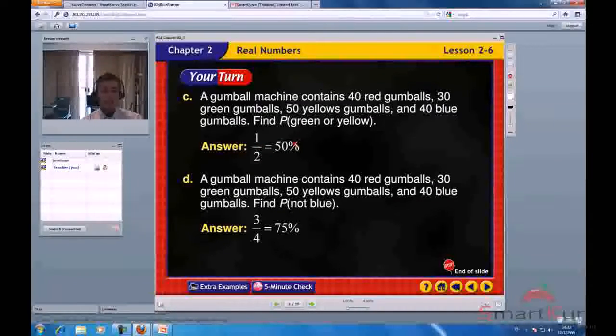A gumball machine contains 40 red gumballs, 30 green gumballs, 50 yellow gumballs, and 40 blue gumballs. Find the probability of it not being a blue gumball. Well, there's 160 total, and there are 40 red, 30 green, and 50 yellow gumballs. So you add that together, that gives you 120 out of 160. The probability of picking a gumball that is not blue is 120 out of 160, which reduces to 3/4, or 75%.